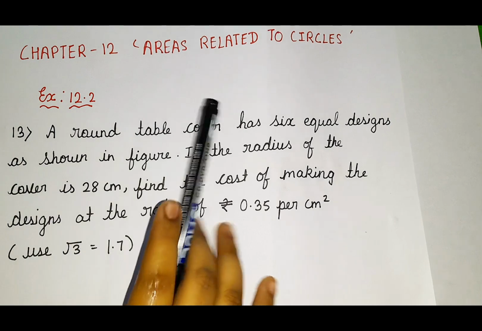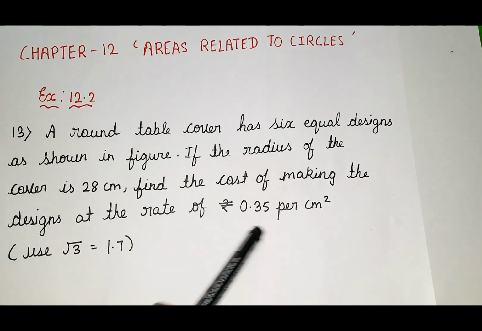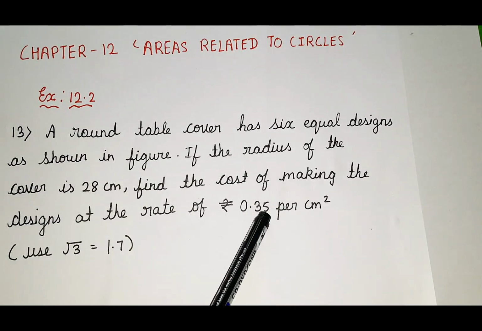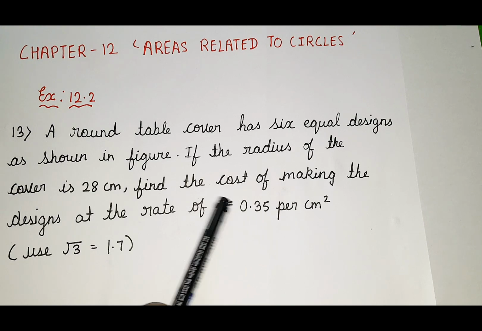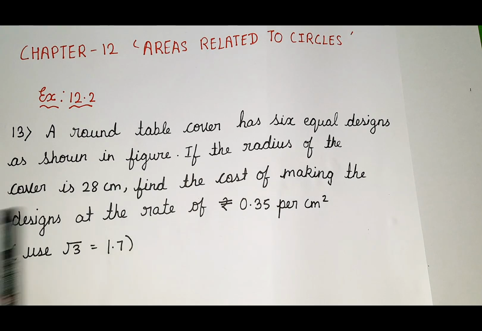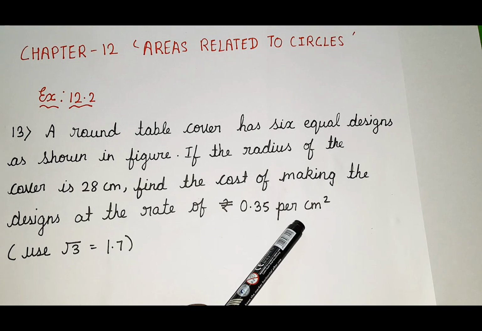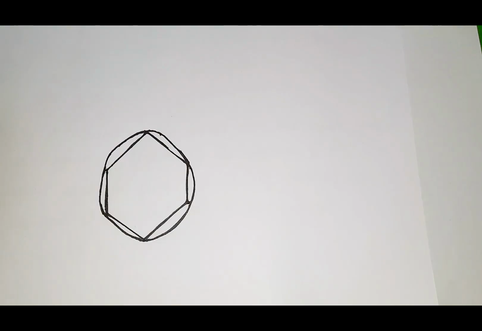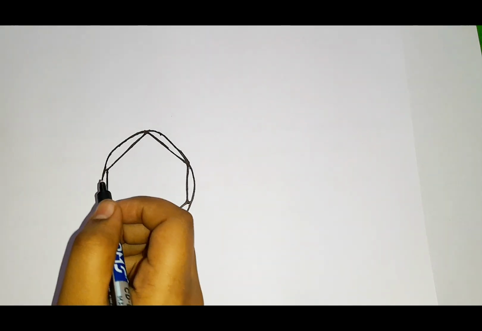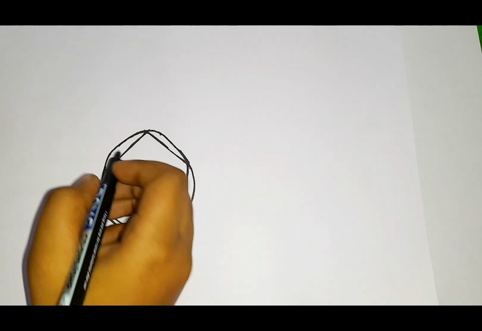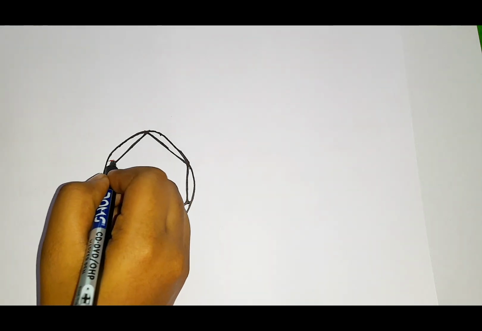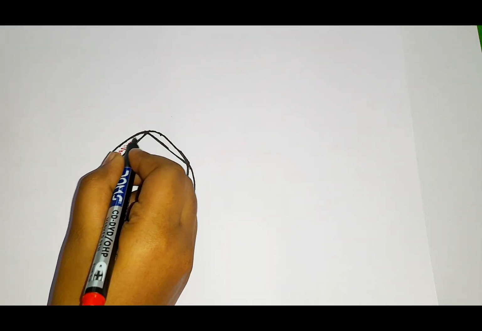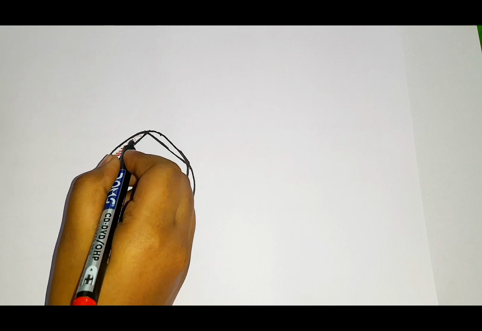So in this question, there is a round table, and in that round table there are 6 equal designs, as shown in the figure. Let us draw the figure to understand. Here you can see there is a circle and there are 6 designs. So there are 6 equal designs in this circle. I'll shade that part. This is one design. Let us count it as well.